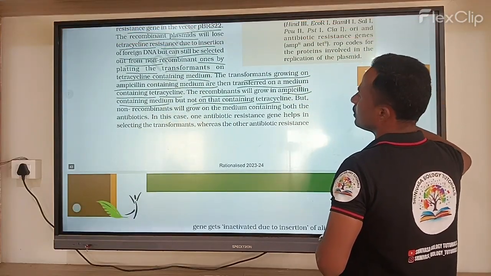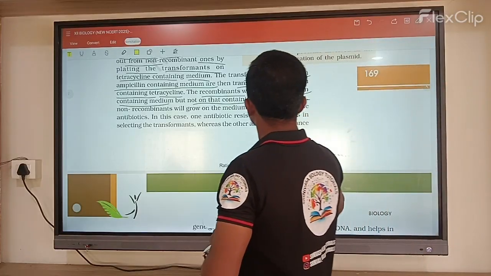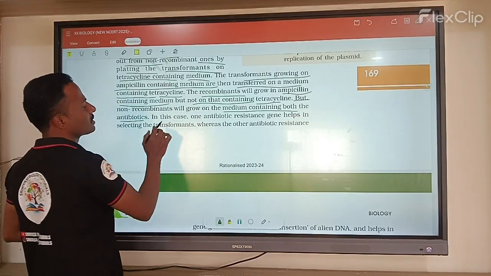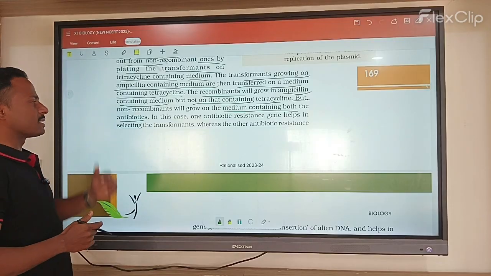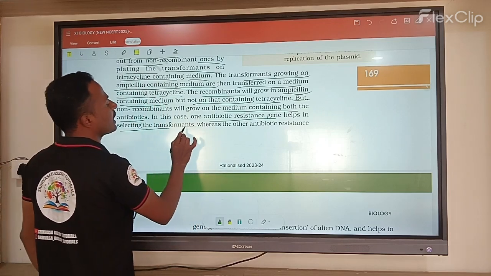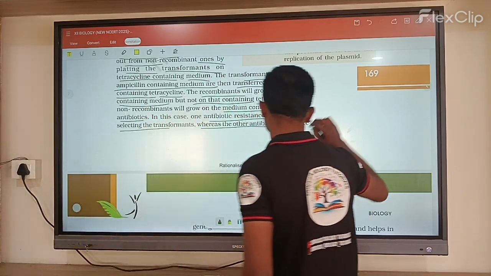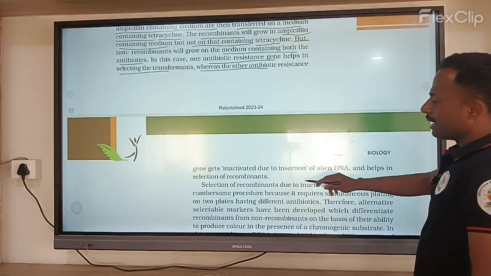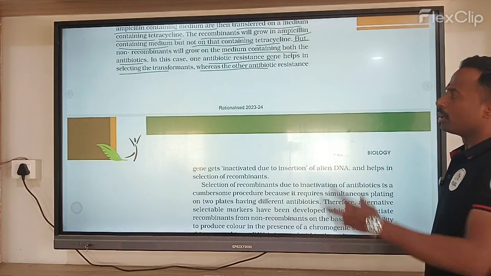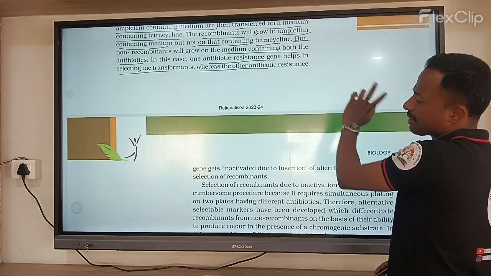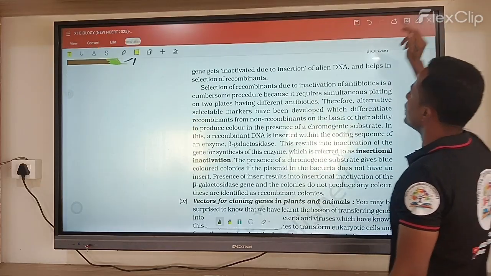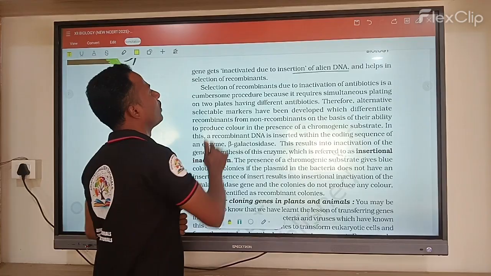Next, the non-recombinants will grow in a medium containing both antibiotics. In this case, one antibiotic resistance gene helps in selecting the transformants, whereas the other antibiotic resistance gene is completely inactivated due to the insertion of foreign DNA, which helps in the selection of recombinants.